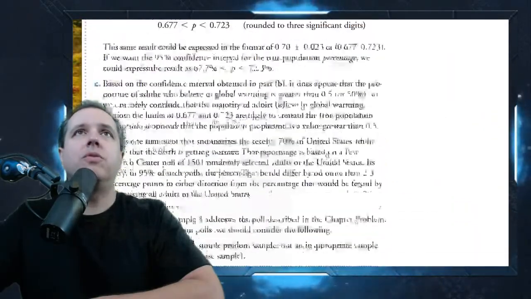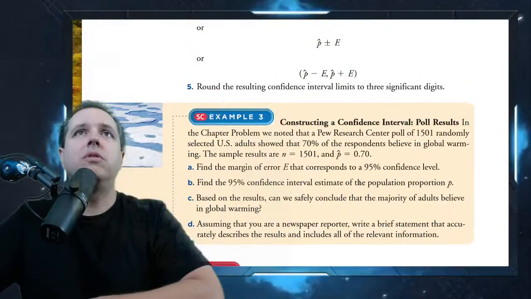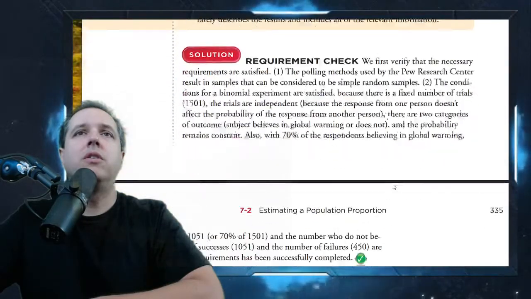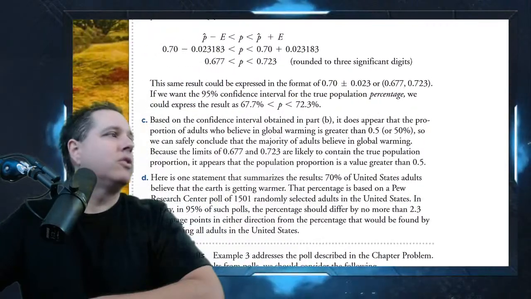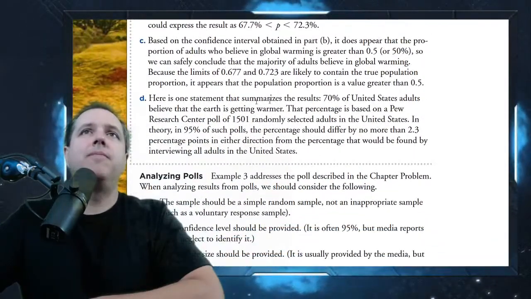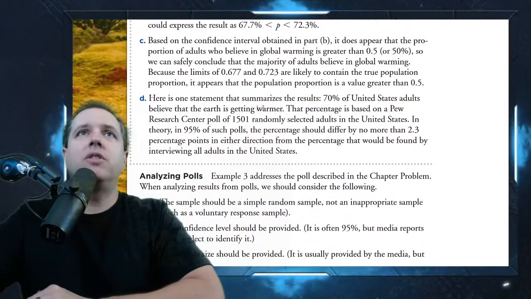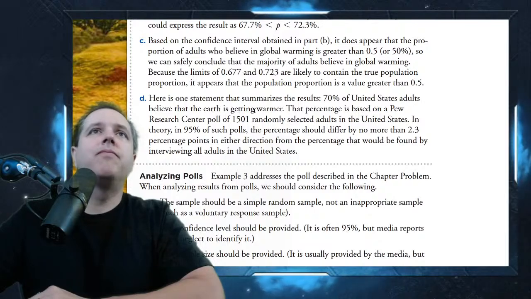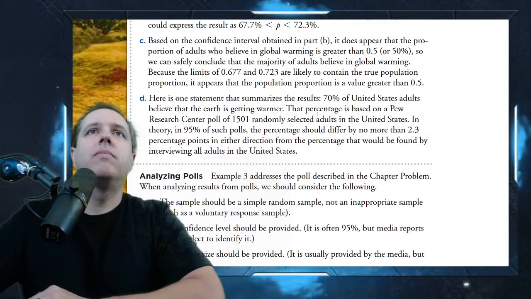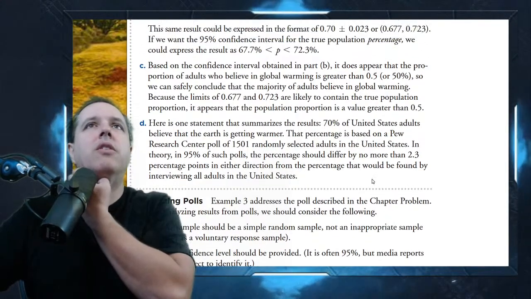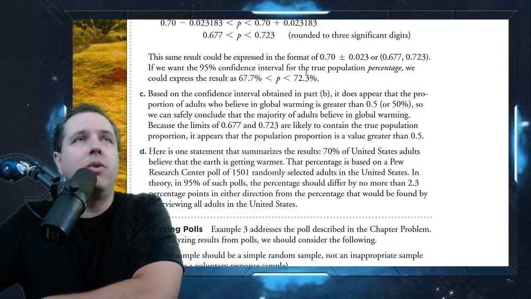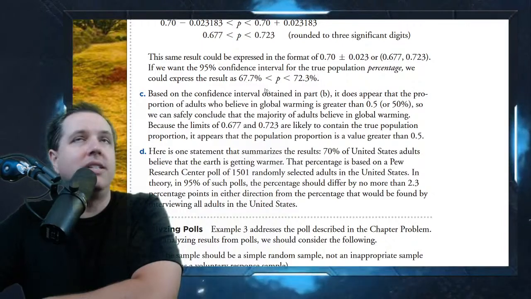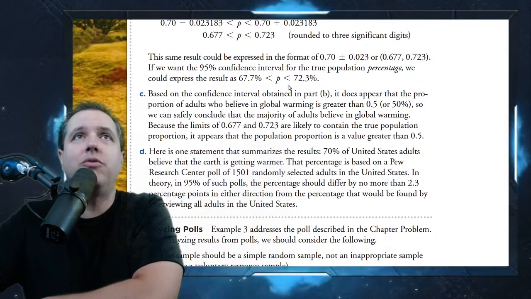Whoops, where'd the problem go? Here we go. So look at how they make their statement. 70% of the U.S. adults believe that the, wait, that's not our confidence interval though. Based on the confidence interval, so we made a confidence interval up here between 67.7% and 72.3%.